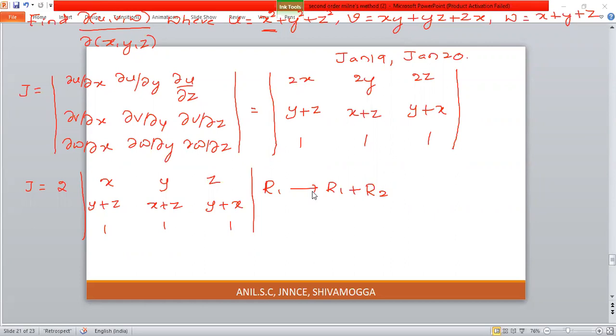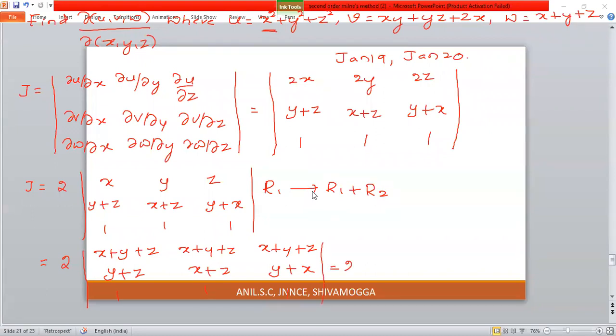Then this is equal to 2 into, what will be the first row now? First row is taken as first plus second. x plus y plus z, y plus x plus z, that is x plus y plus z, z plus y plus x, that is x plus y plus z. Second row is not operated, keep it as this: y plus z, x plus z, y plus x. Third row is not operated, keep it as this.